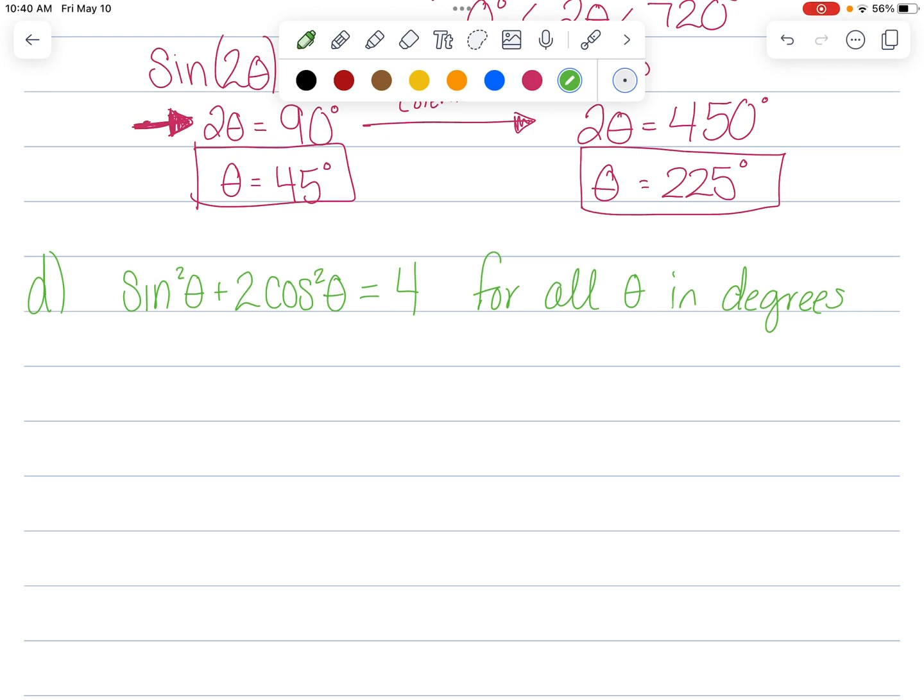Okay. Sine squared plus 2 cosine squared is equal to 4. The other time that you use your identities is when you look at the problem and you're like, I see an identity popping out. Now, it might not be perfectly the identity, but it can work out. For example, sine squared plus cosine squared screams to me. Now, this is 2 cosine squared, which I have to remember. Having 2 cosine squareds is like having a cosine squared plus another cosine squared.